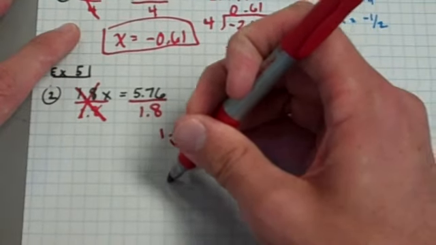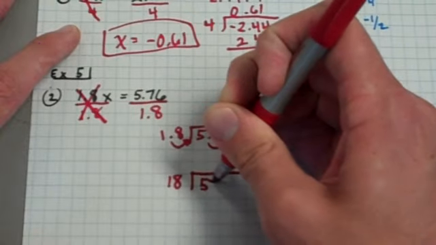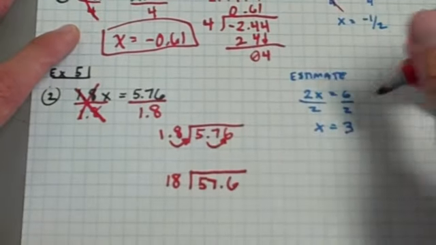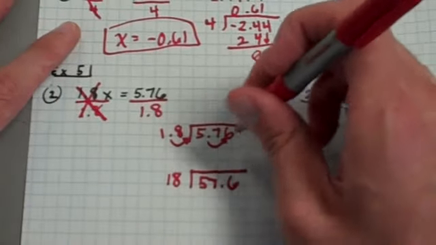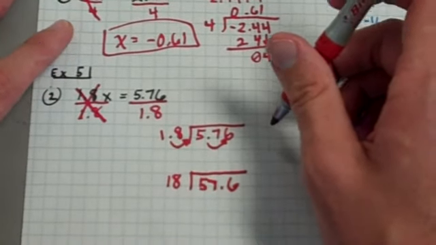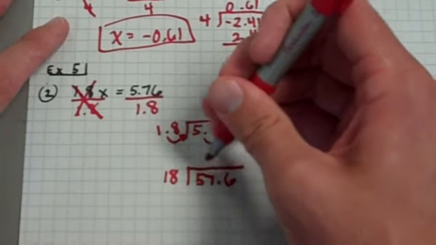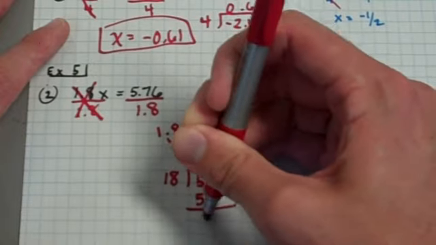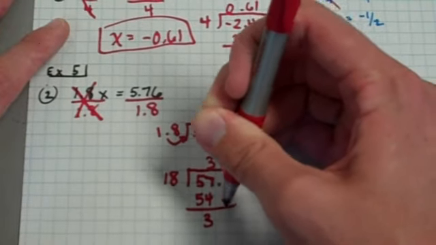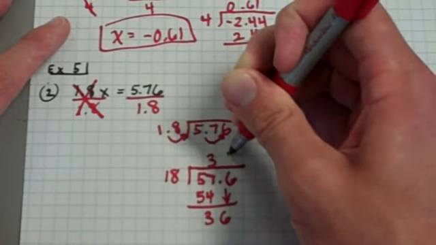So our new problem says 18 and then 57.6. That's a lot better to work with than trying to figure out how many times 1.8 goes into 5.7. That's not fun. All right, so 18 goes into 57 3 times, and that's 54. 3 remaining, and bring down that 6. 18 goes into 36 twice. So very nice.